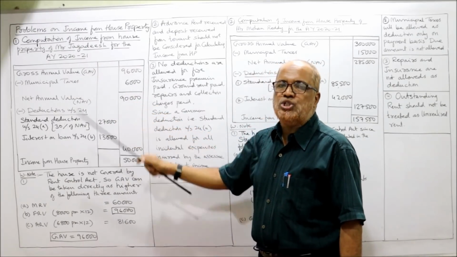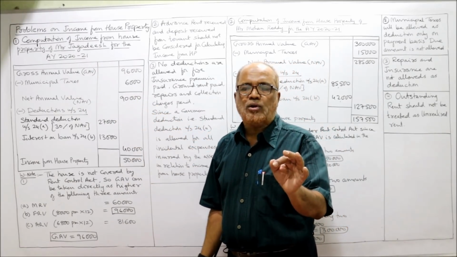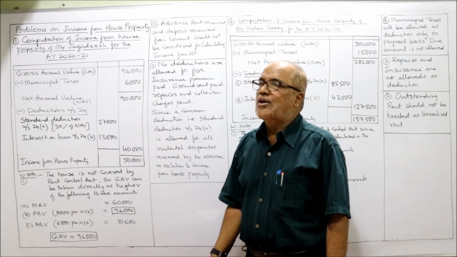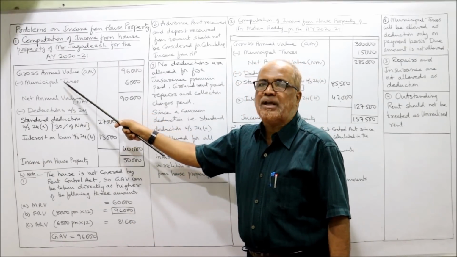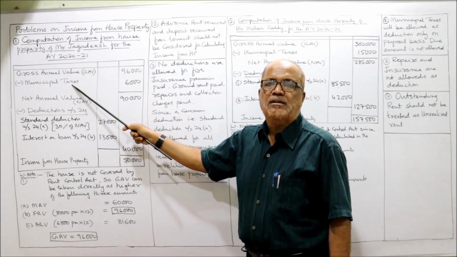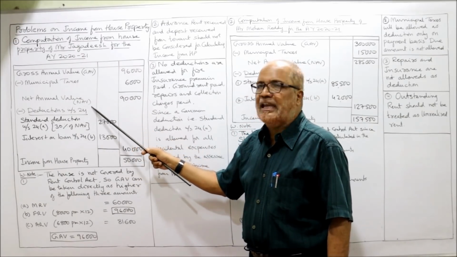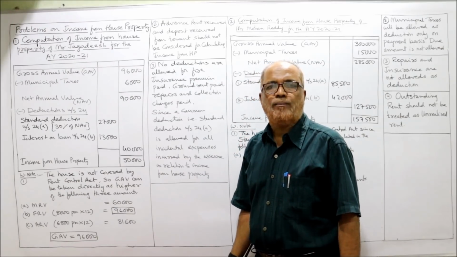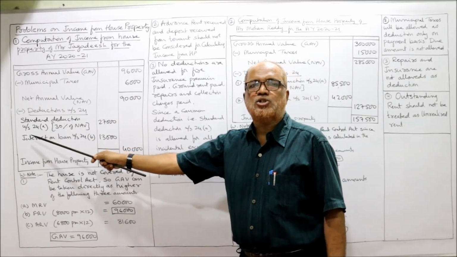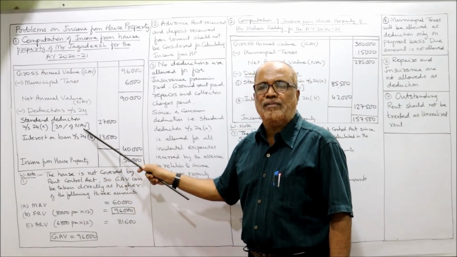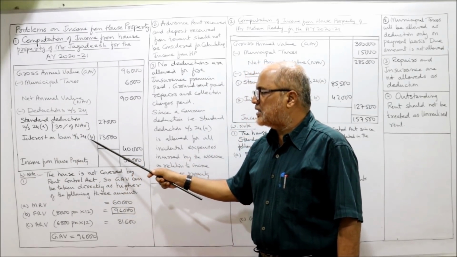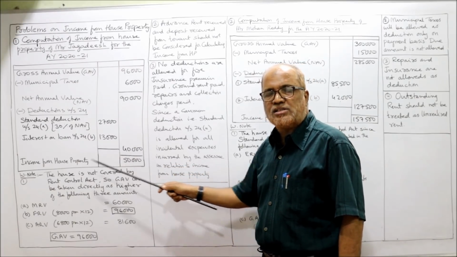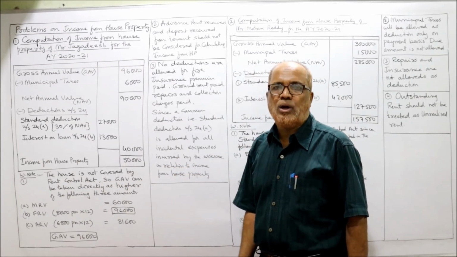Gross annual value, GAV. The first point you have to compute is GAV. That we have to do in working notes. From gross annual value we subtract municipal taxes. Then we get net annual value, NAV. From NAV, deductions under section 24. First, standard deduction under section 24A, 30% of NAV. And interest on loan under section 24B. These are the 2 deductions. Deduct them and we get the income from house property.